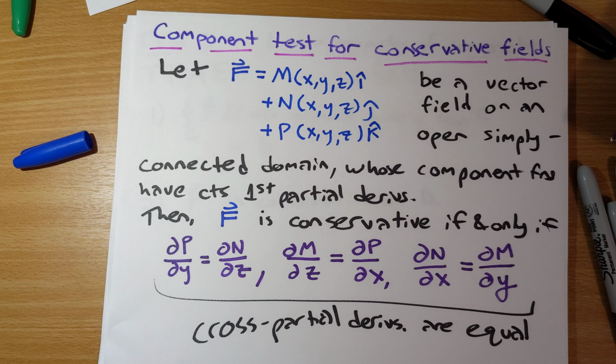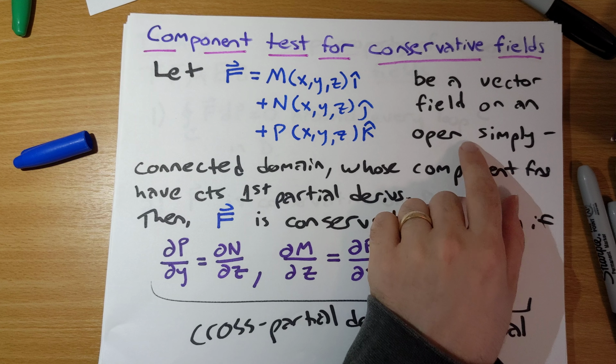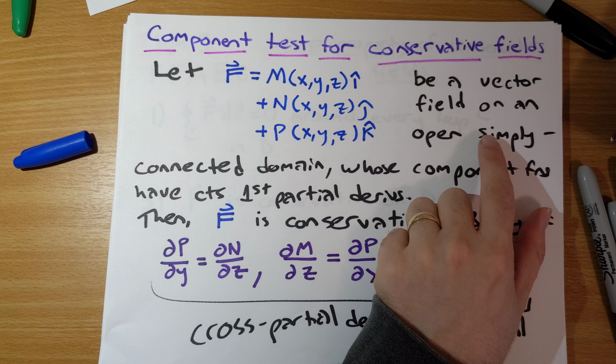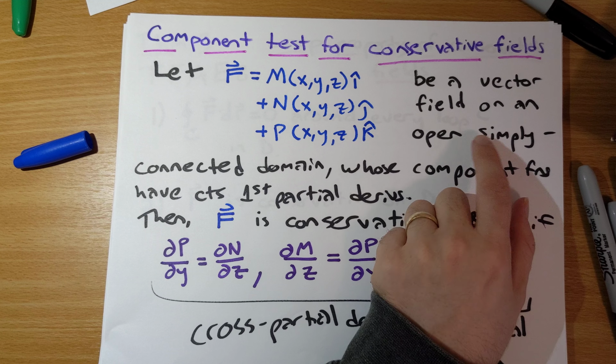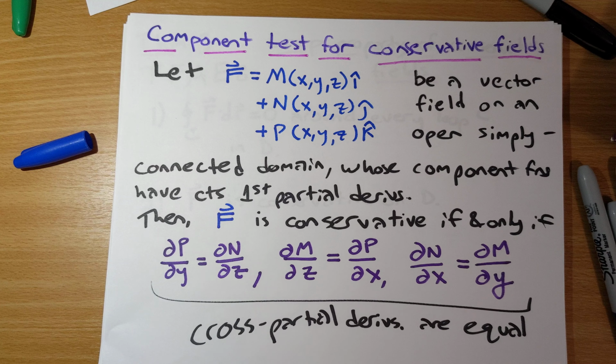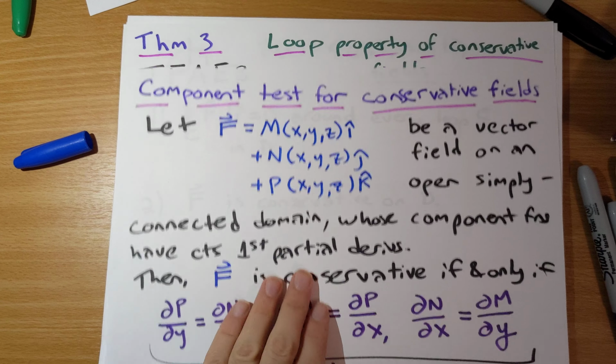So how about the component test here? Well, we definitely have the cross partial derivatives equal to each other. We checked that there wasn't anything wrong there. The key phrase has to do with this: be a vector field on an open, simply connected domain. And simply connected domain basically means that there's no holes.